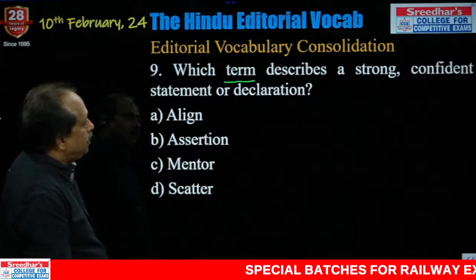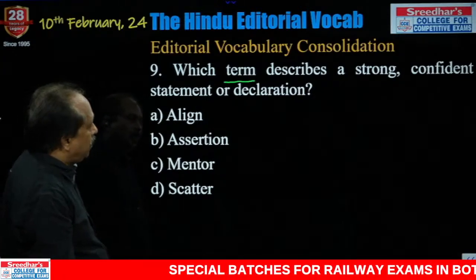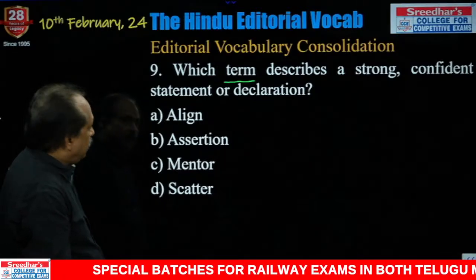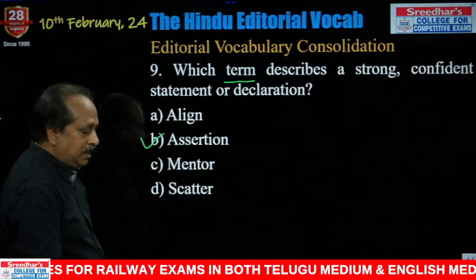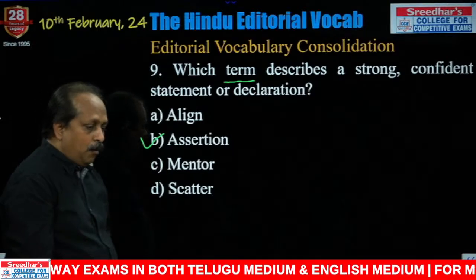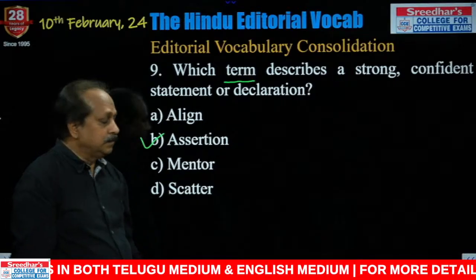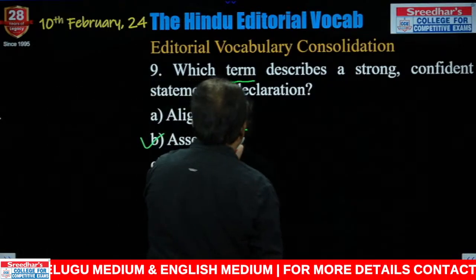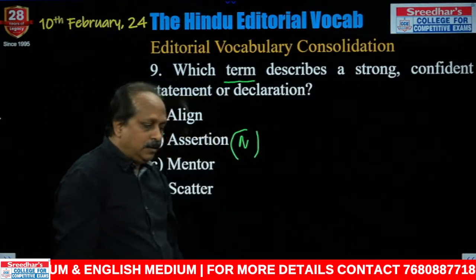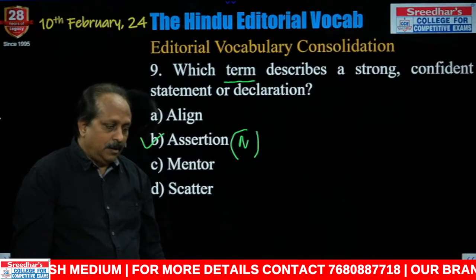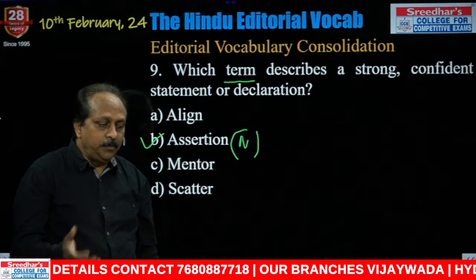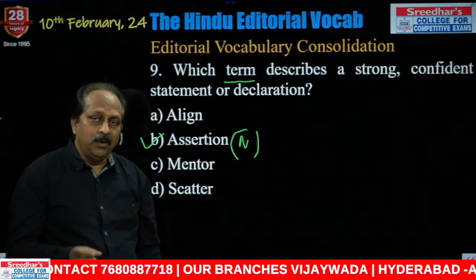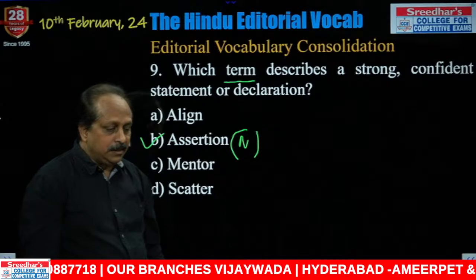Which term describes a strong, confident statement or declaration? 9B. What is B here? Very good. Answer is assertion. Which part of speech is assertion? Assertion is a noun. What is the adjective form? Usually I tell students you have to be assertive. Assertive person. So what is the adjective form? Assertive. Assertive is the adjective form.